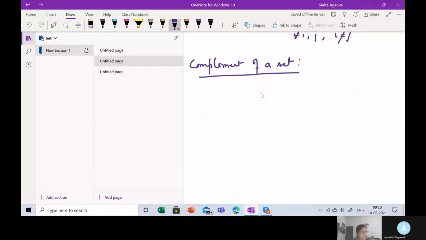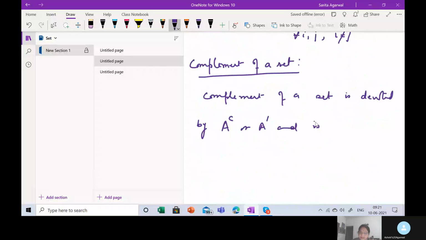Now we are coming to the complement of a set. The complement of a set is denoted by A^c or sometimes A prime. It is defined as {x such that x does not belong to A}. That means those elements which are not in A are in the complement of A.